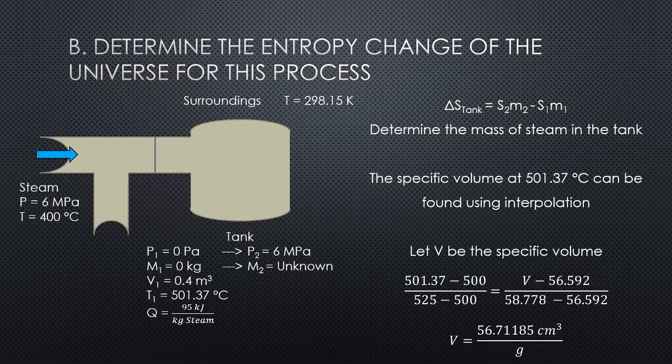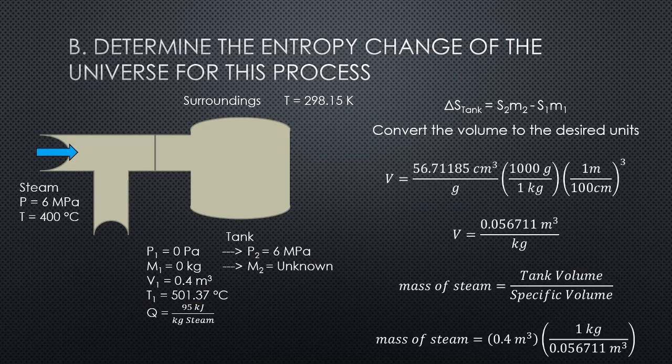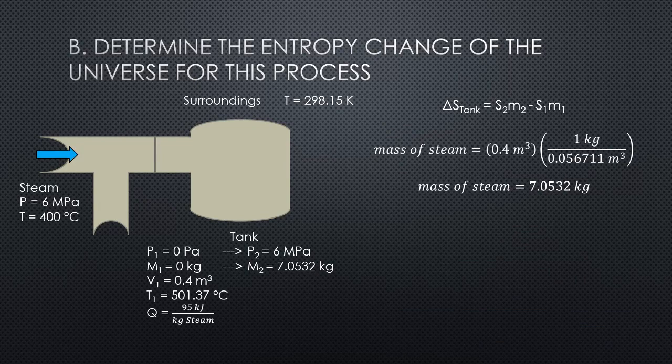The next step for the process is to calculate the mass of steam in the tank. The specific volume at this temperature can be determined by interpolation of values from the steam table. Let V be its specific volume. Hence, the specific volume at this temperature is equal to 56.711 cubic centimeter per gram. Converting the specific volume to the desired units, the specific volume is now 0.0567 cubic meter per kilogram. The mass of steam in the tank can be calculated by dividing the tank volume by the specific volume of the steam. So by substitution of values, the mass of steam in the tank is equal to 7.0532 kg.